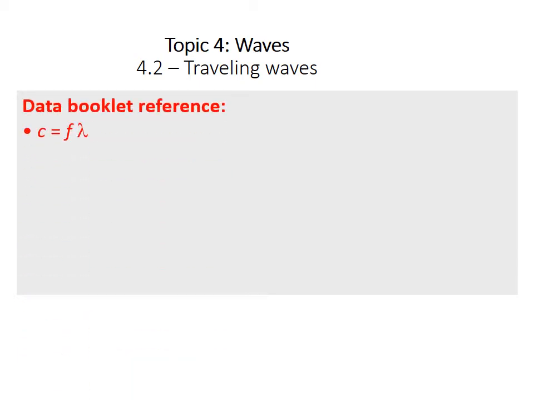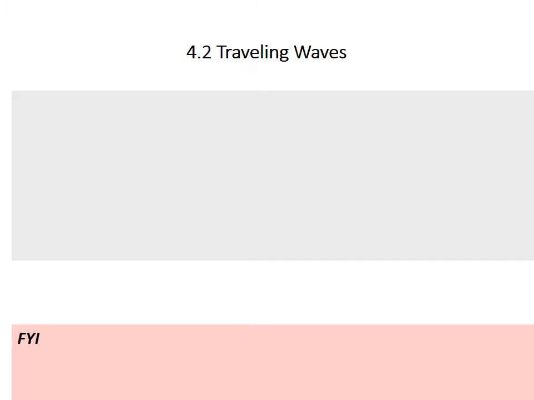Topic 4.2, traveling waves. We have the only equation, wave speed c equals frequency f times wavelength, lambda. Let's make some traveling waves.